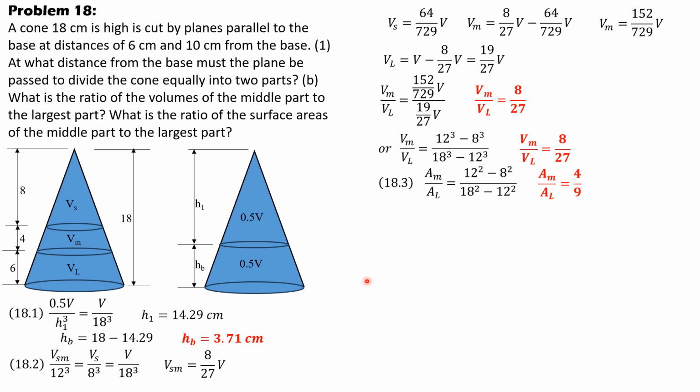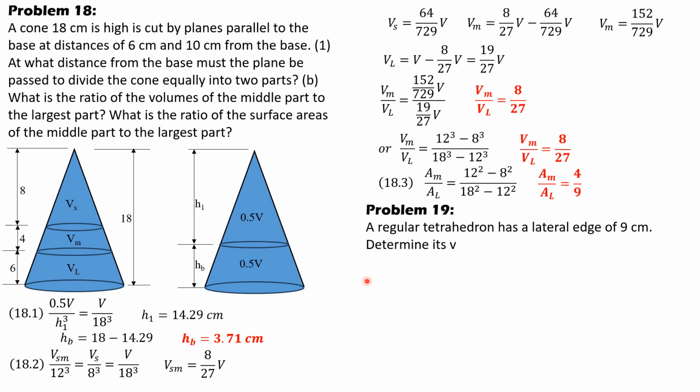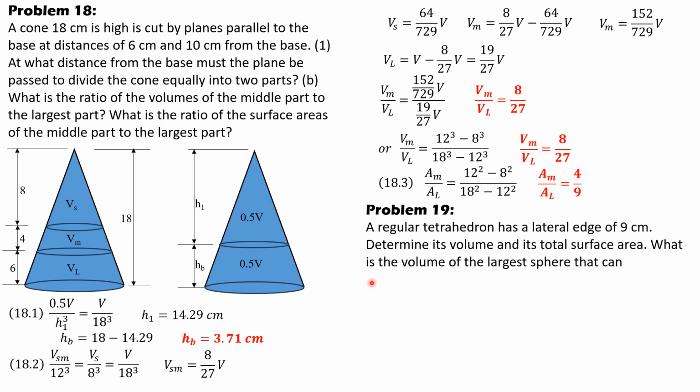Then this is the final problem in this video. A regular tetrahedron has a lateral edge of 9 centimeters. Determine its volume and its total surface area. What is the volume of the largest sphere that can be inscribed in it? For the volume, square root of 2 over 12 a cubed, that's derived in the lecture part, and it is equal to 85.91 cubic centimeters.